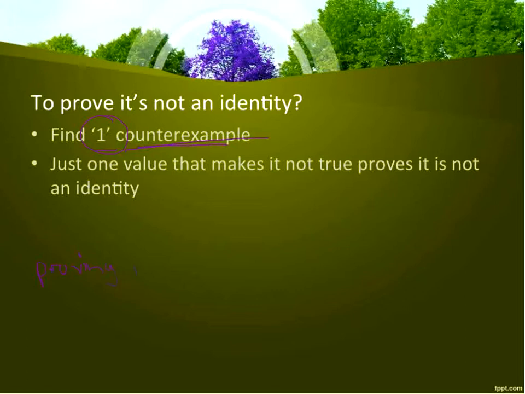So if we're proving an identity, it has to work for all cases, all. To prove that it's not an identity, you just need one example of how it's not true, not correct.